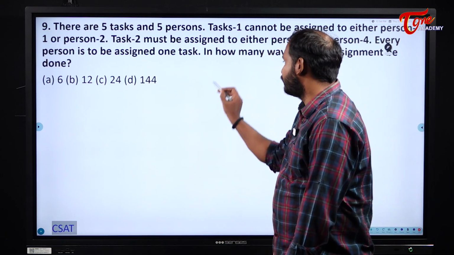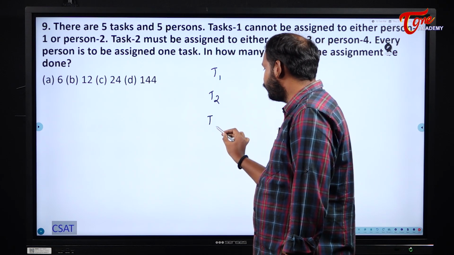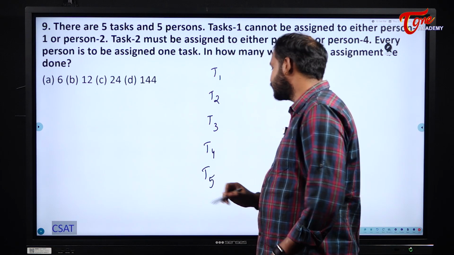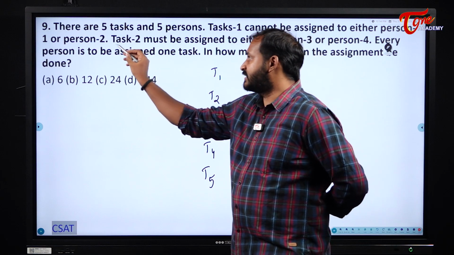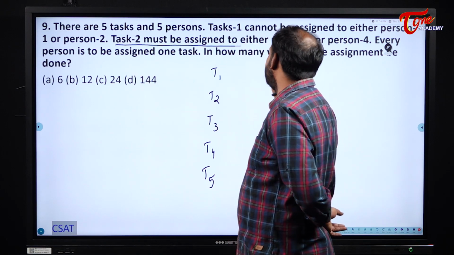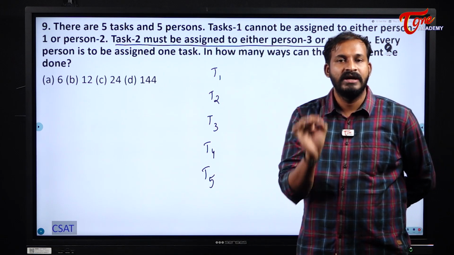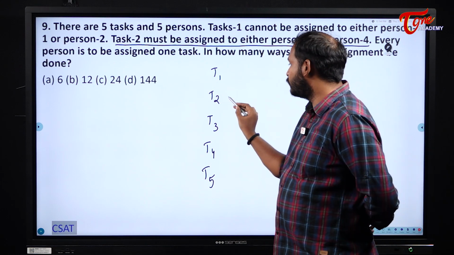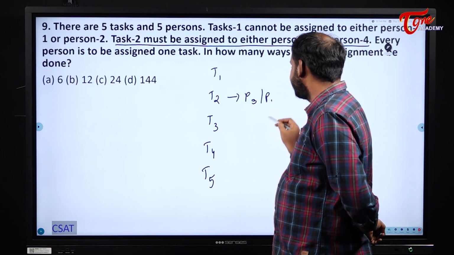Whenever you see this type of question, first of all, which one do you need to fill? That is very, very important. Which task should be fulfilled first? See here, the case which is there: task 2 must be assigned to either person 3 or person 4, right? So always first of all fulfill that task 2. Task 2 can be assigned to whom? Person 3 or person 4.